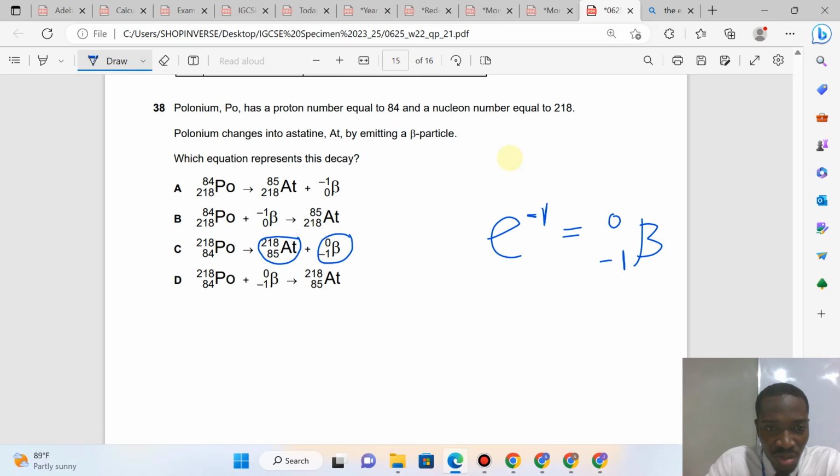That's also correct. What about the atomic number? Is it balanced? 85 minus 1. If you work on these two, 85 minus 1 gives you 84, and that's what we have here. So option C is the correct answer. Why? Because if you add 85 and minus 1 together, you get 84. And there's no difference in the mass number, because the mass of the electron is 0, so the mass would not change. That makes C the correct answer.